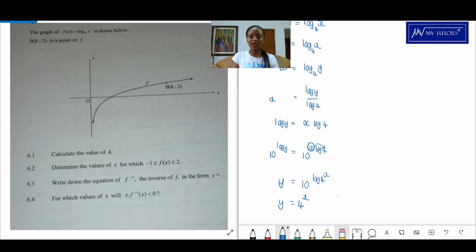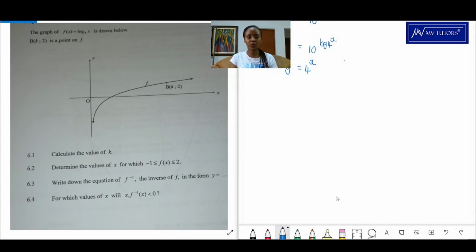And then lastly, 6.4. This was a very short question. I see they really shortened the questions, which I think is nice, so that ideally you can go forward and then come back to it later on. So 6.4: for which values of x will x times the inverse of x be smaller than 0? We have x, and we're multiplying it by the inverse of x, which is 4 to the power x. And that is going to be smaller than 0.